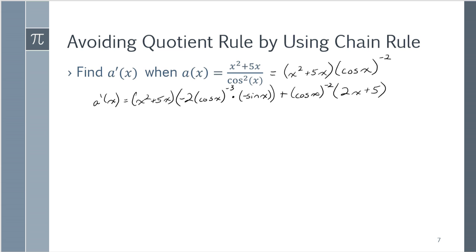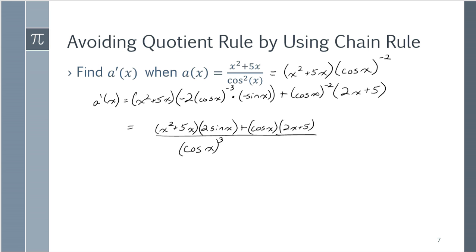If I were to simplify this, cosine of x to the negative power means for the first term here, I'd have cosine cubed on the bottom, I have cosine squared on the bottom over here. So common denominator of cosine of x cubed. And I have x squared plus 5x times a positive 2 sine of x, plus I would need an extra cosine on the top for this part, times 2x plus 5.